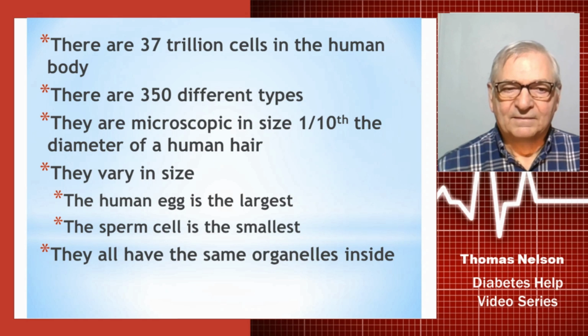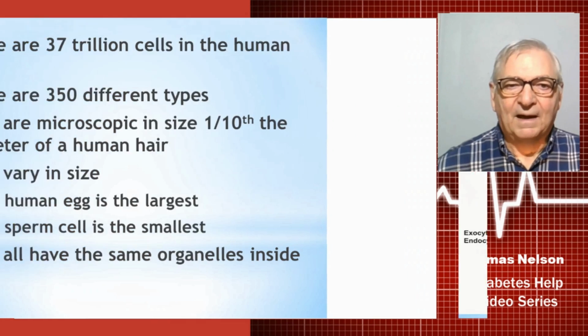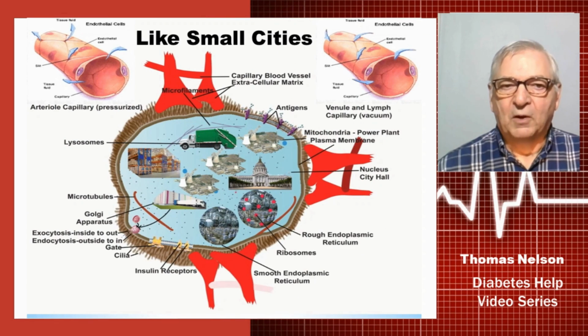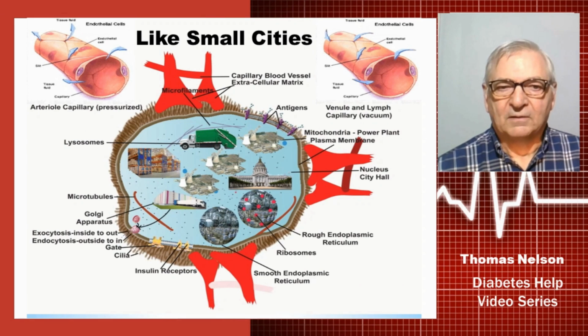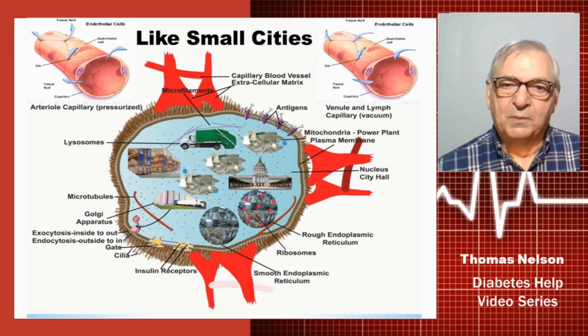They vary in size. The human egg is the largest and the sperm cell is the smallest. But they all have the exact same organelles, as they're called, inside. Now I call these small cities. This is an artist's rendition of what a human cell might look like. And this small city is very typical from every angle of every single one of those 350 different types, in that everything you see inside of it is the same in every other one, despite some of them being part of your eyes or the others being part of your bones.